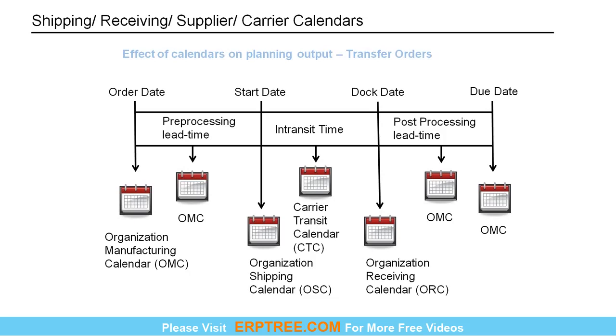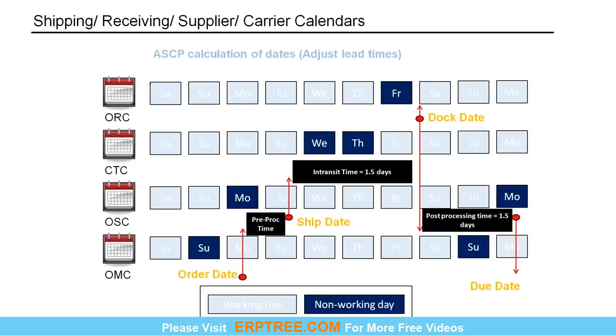So, ASCP calculation: how the dates are adjusted. Again, this is an example. If you are using an organization receiving calendar and you say that you only receive on Fridays, and there is a carrier calendar which says that you only ship on Wednesdays and Thursdays, how will the system calculate and push or pull the dates accordingly? This is what is shown here.